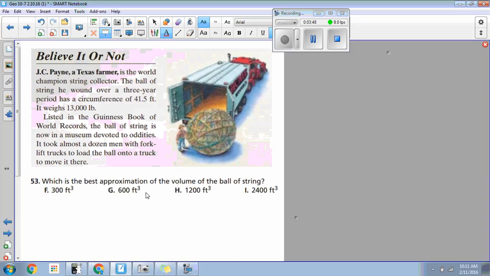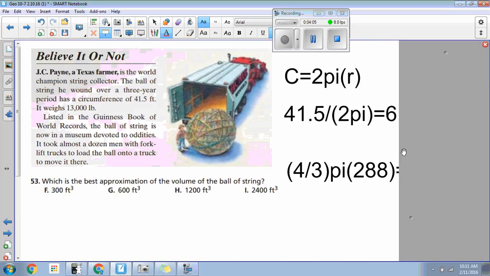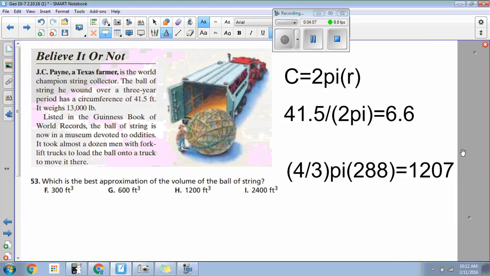Here's problem 53. A couple of people had questions on this one. The key piece of information here, it has a circumference of 41.5 feet. From circumference, we can use 2 pi r and get the radius, and once we have radius, we can calculate the volume of the ball of string. Here is the work that will lead you to H as your best answer.